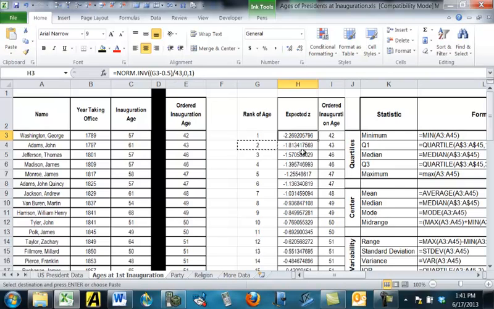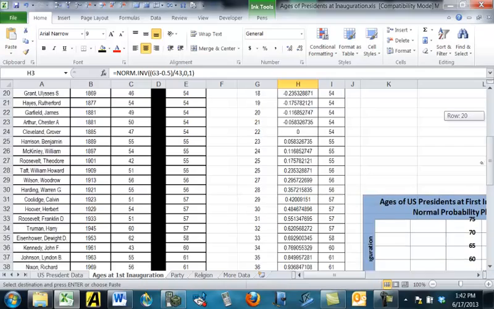I could have had it do a count for me if I want to make this dynamic. I probably should, because if I add the next president after President Obama to this list, then I'd want it to be able to update without having to redo everything. But I'll just leave it 43 for now. And of course the mean 0 and standard deviation 1, and put that there, copy that and paste it below, and we get the whole list.